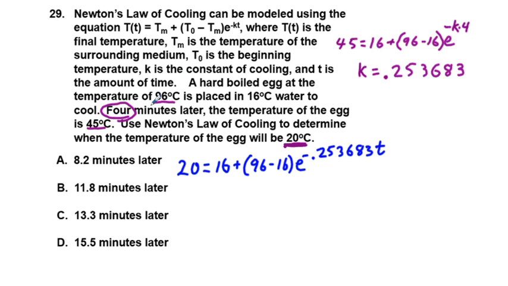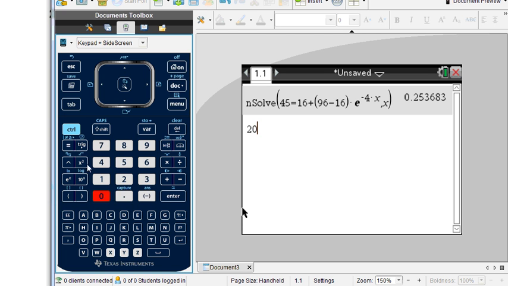So this equation we'll use to solve for time, knowing what k is. Some of these equations are e to the power of kt or negative kt. If this was just kt, then k would be negative 0.253683. So we go back to our calculator using the same thing, but this time 20 equals our temperature of the medium 16 plus, open parentheses, 96 minus 16 is 80, so we'll just put 80, and we'll put e to the power of negative, I'm going to put ANS. To do that, I'm going to press Control, negative sign, and we're going to put times x. And then we're going to come down and press comma and then x.